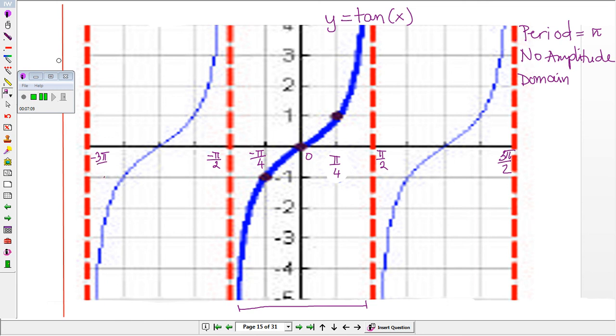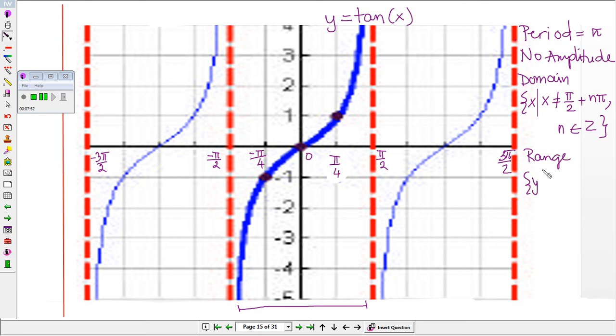How can we write them as a general formula using set builder notation? We say the domain will be the set of all the x values such that x cannot be an odd multiple of pi over 2. So it will be pi over 2 plus n times pi, where n is an element of the set of integers. So that will be our domain.